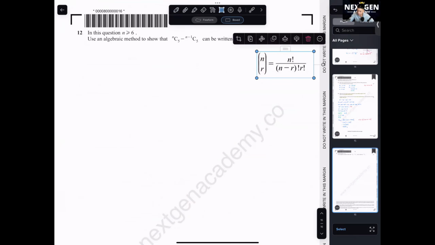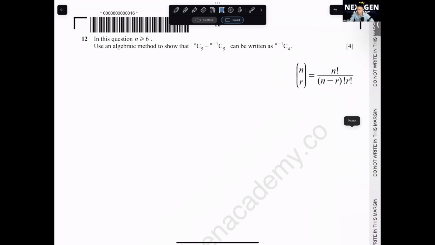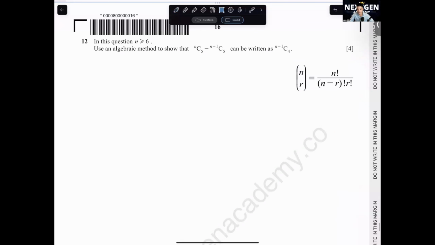Your nCr is n factorial over (n minus r) factorial times r factorial. We normally use this formula when we want to solve for unknown n, or when there is some sort of unknown n in the nCr. They are asking us, can we simplify this into (n minus 1)C4? I'm just going to show you how I would do it.